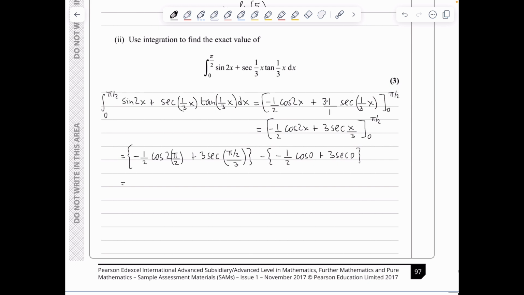So this is giving an answer of a half plus 3 times 2 root 3 over 3. This is the sec of pi over 2 divided by 3, minus the minus a half plus 3, which simplifies to give me 2 root 3 minus 2.